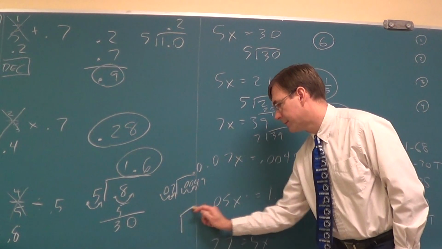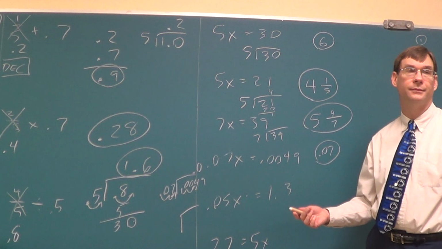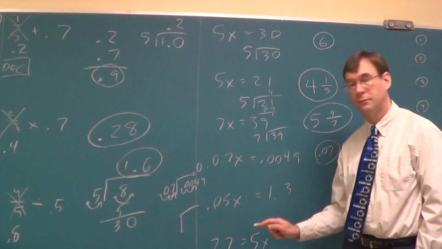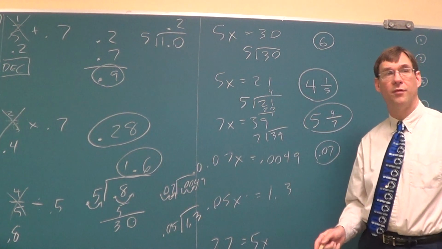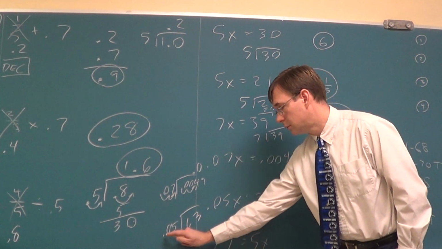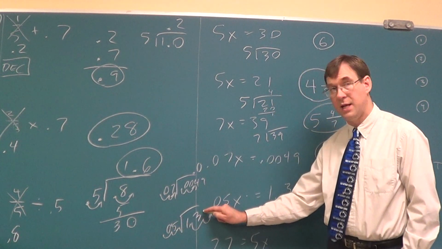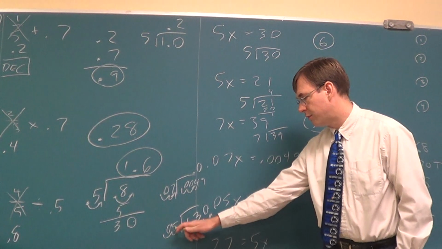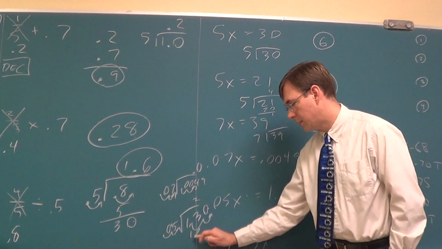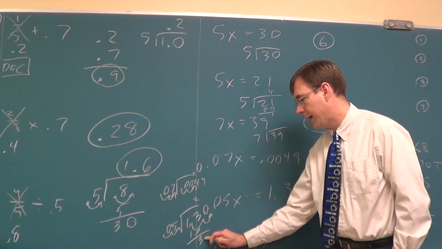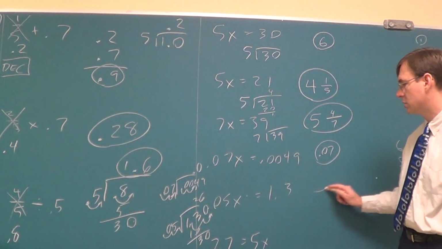For this, .05, 1.3, who's out, who's in? 0.5 is out. The 1.3 is in. Before you can divide, move the decimal over 2 spaces in both, which means we need 0. 0.5 into 13, 2. 2 gets me 10. 3 and 0. 0.5 into 30, 6. 6, and then we can stop. That's 26.